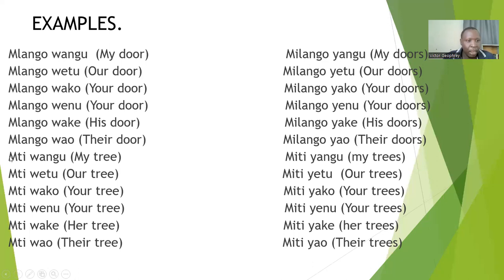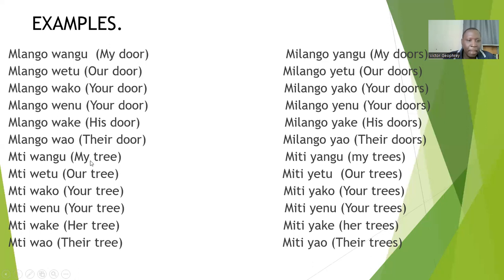Okay? Mlango wake. You see the word is mlango, but the possessive keeps changing. Mlango wake, his door. Milango yake, his doors. Or it can be her door or her doors. Mlango wake, his door. Milango yake, his doors. Mlango wao, their door. Milango yao, their doors.